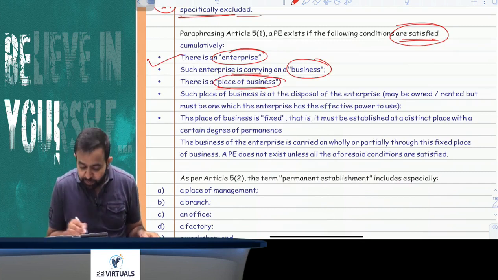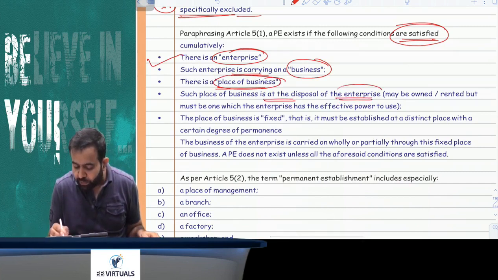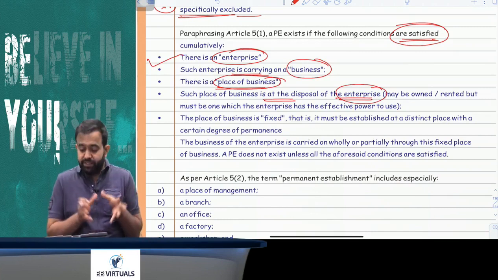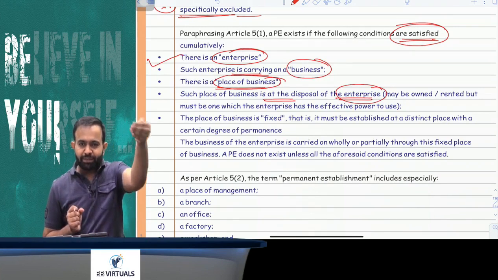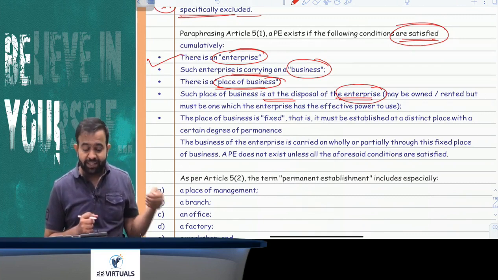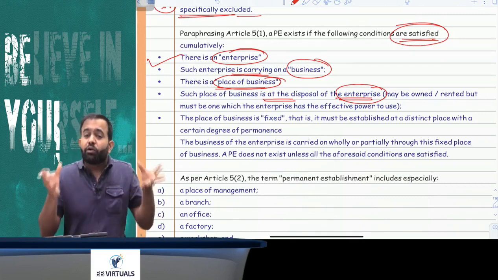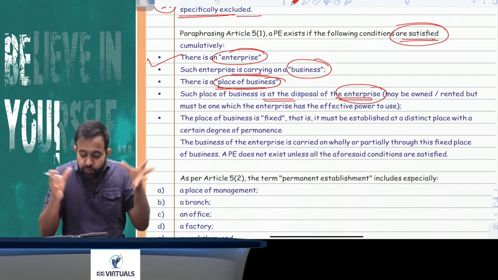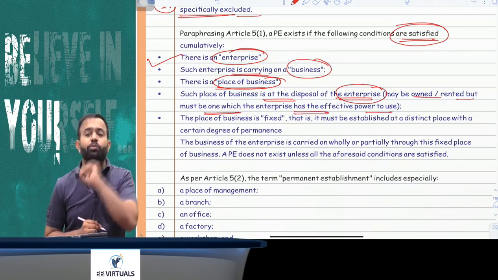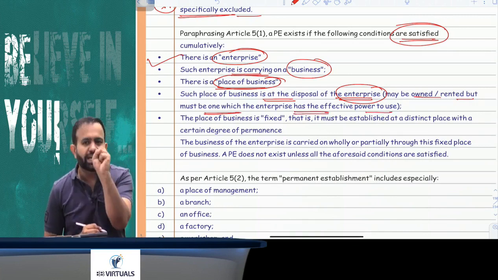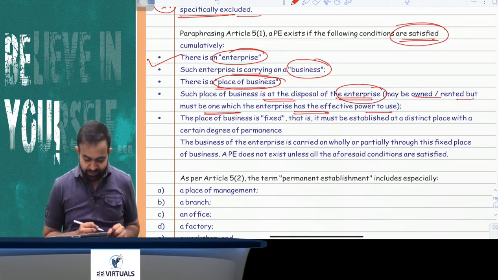Third condition, such place of business is at the disposal of the enterprise. Disposal of the enterprise means it's available to the enterprise. Suppose a foreign company is having some place of business in India and that is available for them. That is called the disposal of the enterprise. It may be owned or rented, but must be one which the enterprise has the effective power of use. Means they should use that place. That is called available for the disposal.